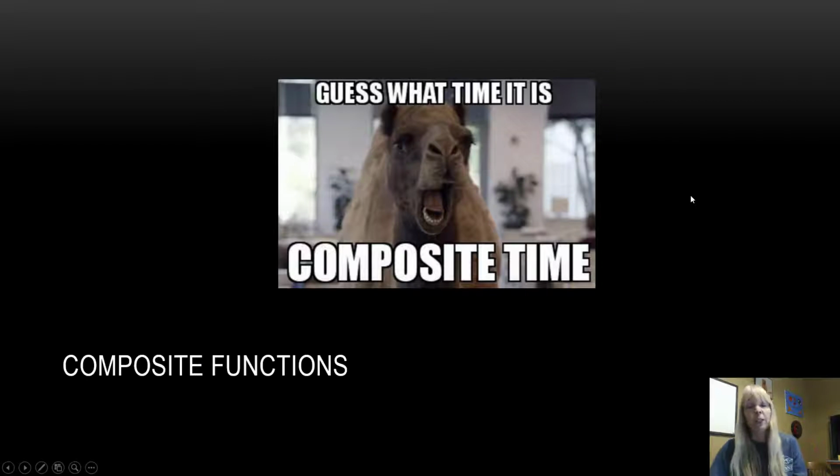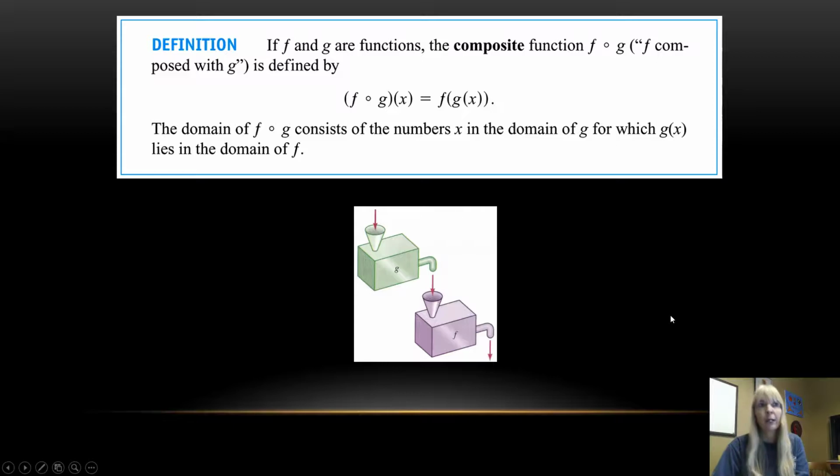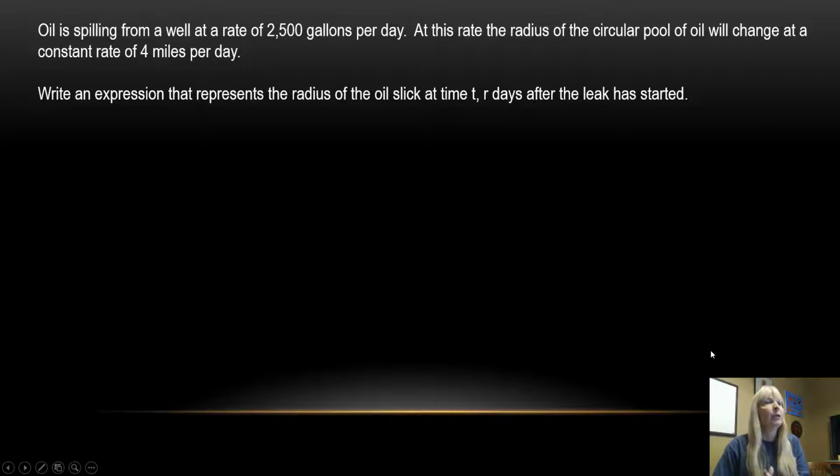All right, composite functions, a big important part of this course. I will review again later, but all a composite function is, is a function within a function. And so I have an example here. It says oil is spilling from a well at a rate of 2,500 gallons per day. At this rate, the radius of the circular pool of oil will change at a constant rate of 4 miles per day. Write an expression that represents the radius of the oil slick at time t, t days after the leak has started.